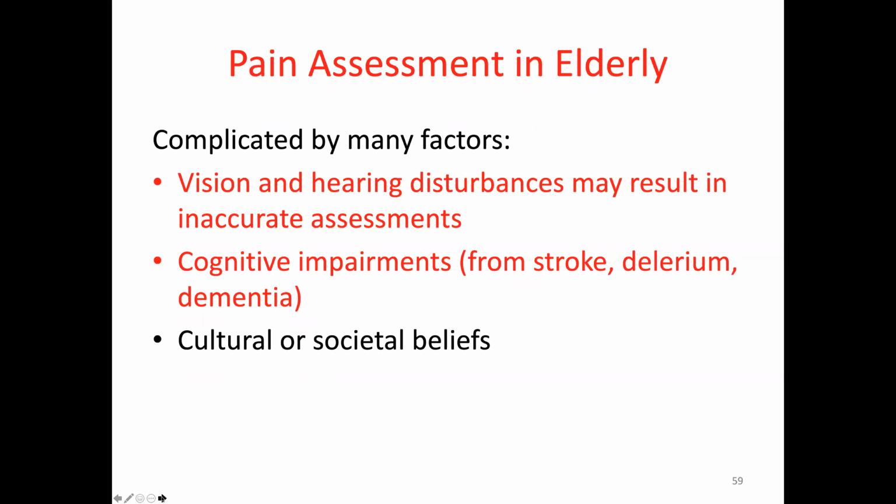A lot of individuals that have had a stroke or dementia or delirium can have cognitive impairments, which can make it difficult to assess what's happening. Caregivers sometimes will interject, and sometimes that's good information, and sometimes that's what the caregiver wants, not necessarily what the patient may want. And then there are also cultural or societal beliefs that may come into play with regard to whether a person, for example, males do not want to typically accept that there's pain there.